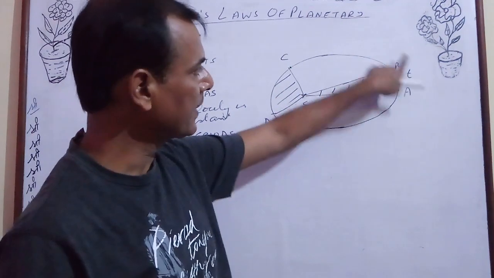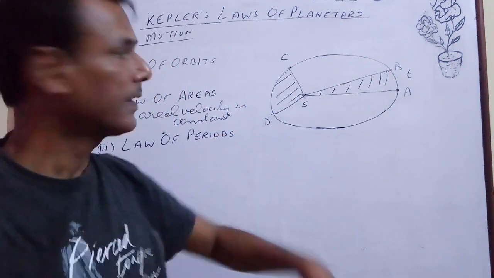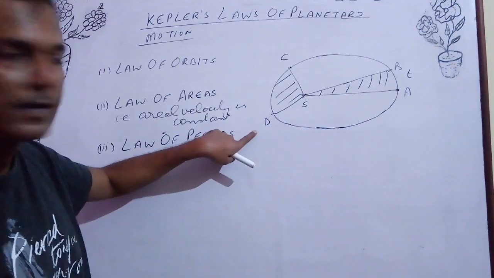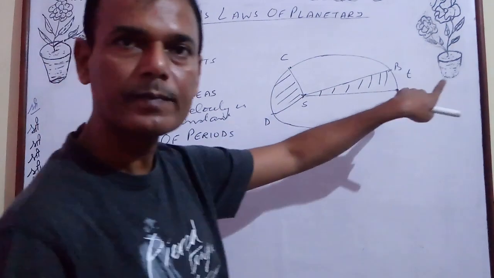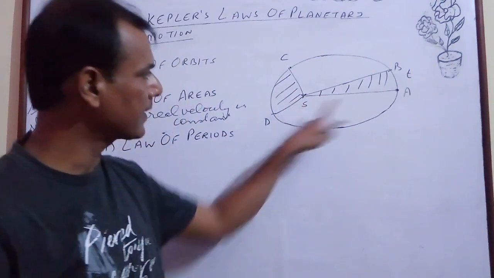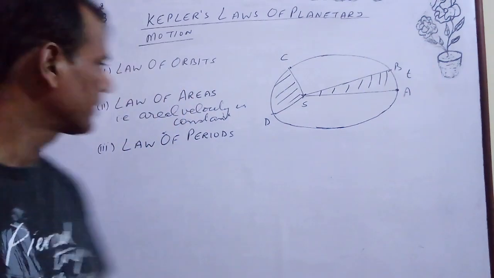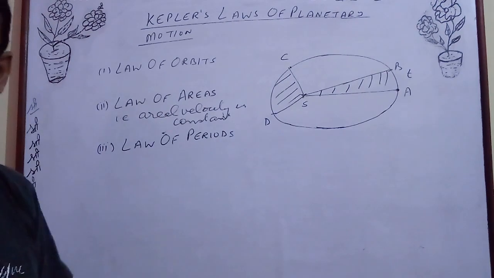The planet reaches from A to B in time t, so the joining line sweeps out this much area. In the same time, if the planet moves from C to D, and we find this area, both the areas are equal. So the line joining the sun and the planet sweeps out equal areas in equal time intervals. That is, its areal velocity is constant. So this is your law of areas.